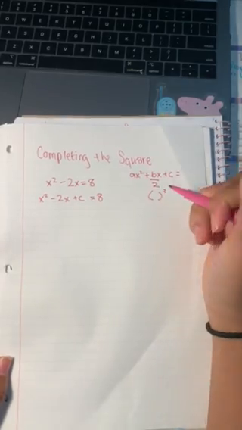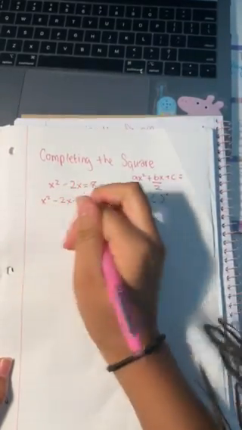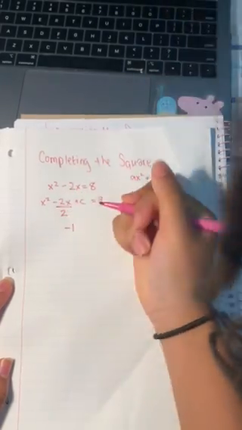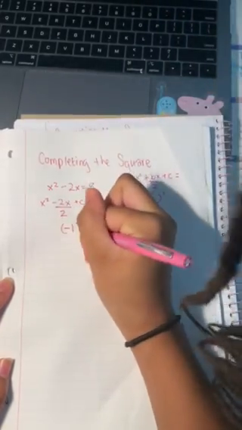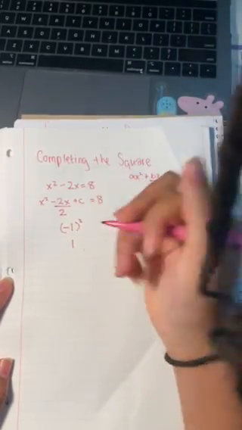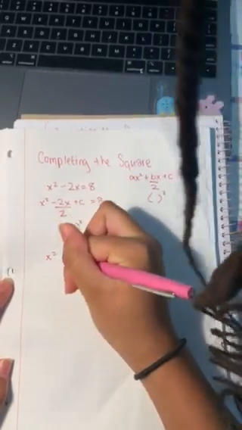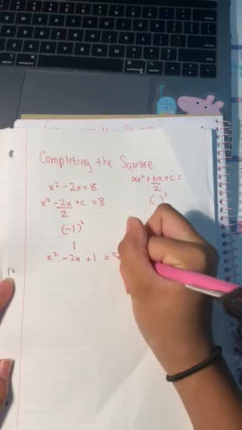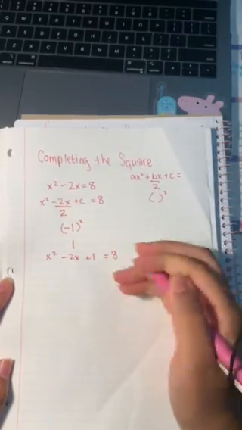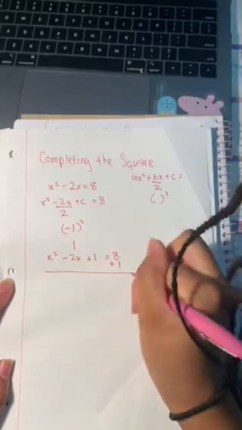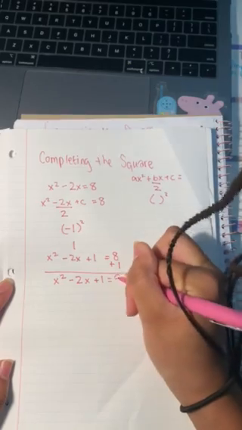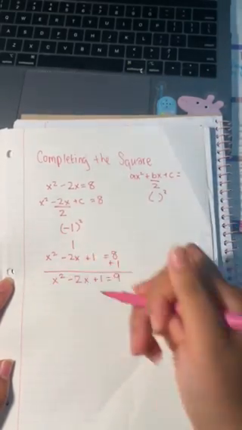In order to figure out what this is, we are going to take the number b and divide that by 2. So negative 2 divided by 2 is going to be negative 1, and negative 1 squared is 1. So now we have found our c. So x squared minus 2x plus 1 equals 8. And of course, whatever you do to one side, you have to do to the other. So you add 1 to this 8, and now you have x squared minus 2x plus 1 equals 9. So now we have our perfect square trinomial, and we can factor it.